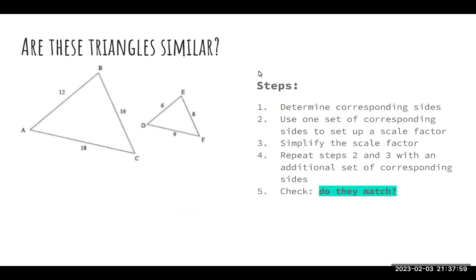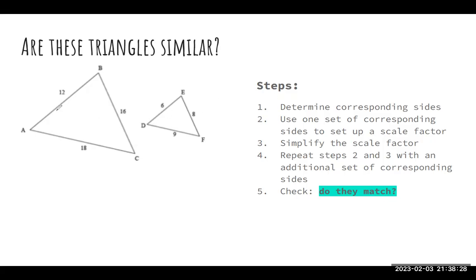All right, so let's determine, are these triangles similar? The steps to do this is we are first going to determine corresponding sides. We will then use one set of corresponding sides to set up a scale factor. We will simplify the scale factor, and we will then repeat steps 2 and 3 with an additional set of corresponding sides to check to see if they match. If they match, they are similar. If they don't, they are not.